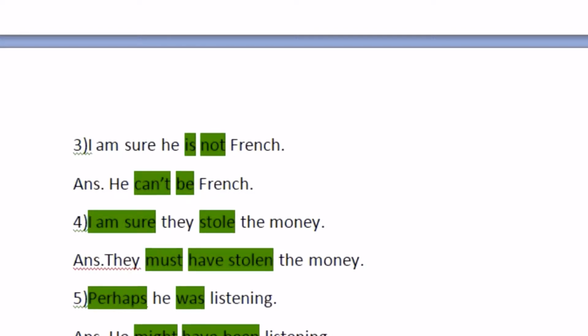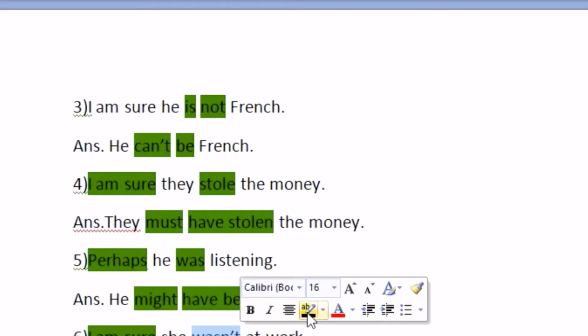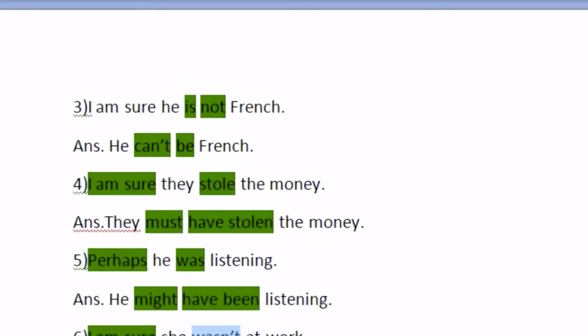She can't have been at work. Yes, you got the right point there. You got the right answer there, my dear. She can't have been at work. She, subject, can't, I'm sure, negative. Have been, was, were, have been. This one, my dear, was, were, have been. Did you get the point? Yes, my dear.